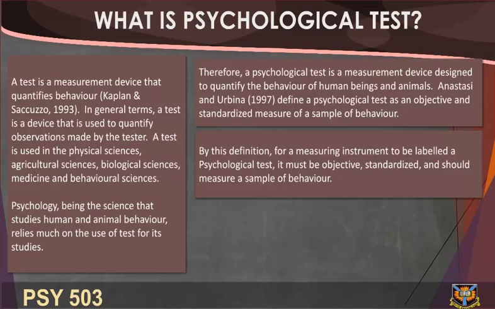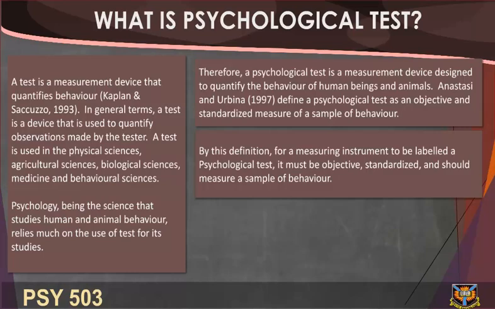What is psychological test? A test is a measurement device that quantifies behavior (Kaplan and Saccuzzo, 1993). In general terms, a test is a device that is used to quantify observations made by the tester. A test is used in the physical sciences, agricultural sciences, biological sciences, medicine, and behavioral sciences. Psychology, being the science that studies human and animal behavior, relies much on the use of tests for its studies. Therefore, a psychological test is a measurement device designed to quantify the behavior of human beings and animals.